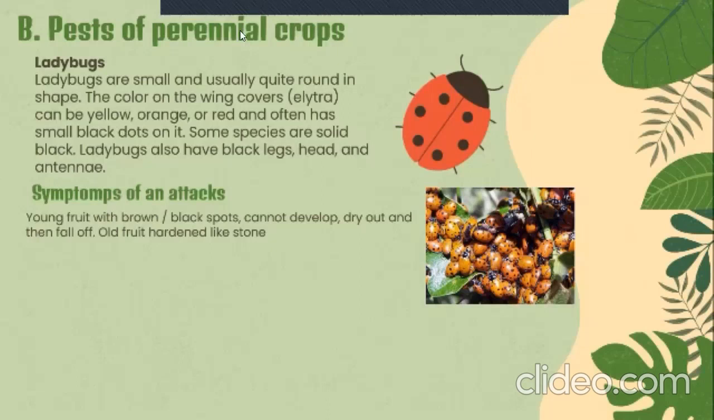And then there are ladybugs. Ladybugs are small, usually quite round in shape. The color of the wing covers, or elytra, can be yellow, orange, or red and often has small black dots on it. Some species are solid black. Ladybugs also have black legs, head, and antennae. Symptoms of an attack: young fruit with brown or black spots cannot develop, dries out, and then falls off. Old fruit hardens like stones.